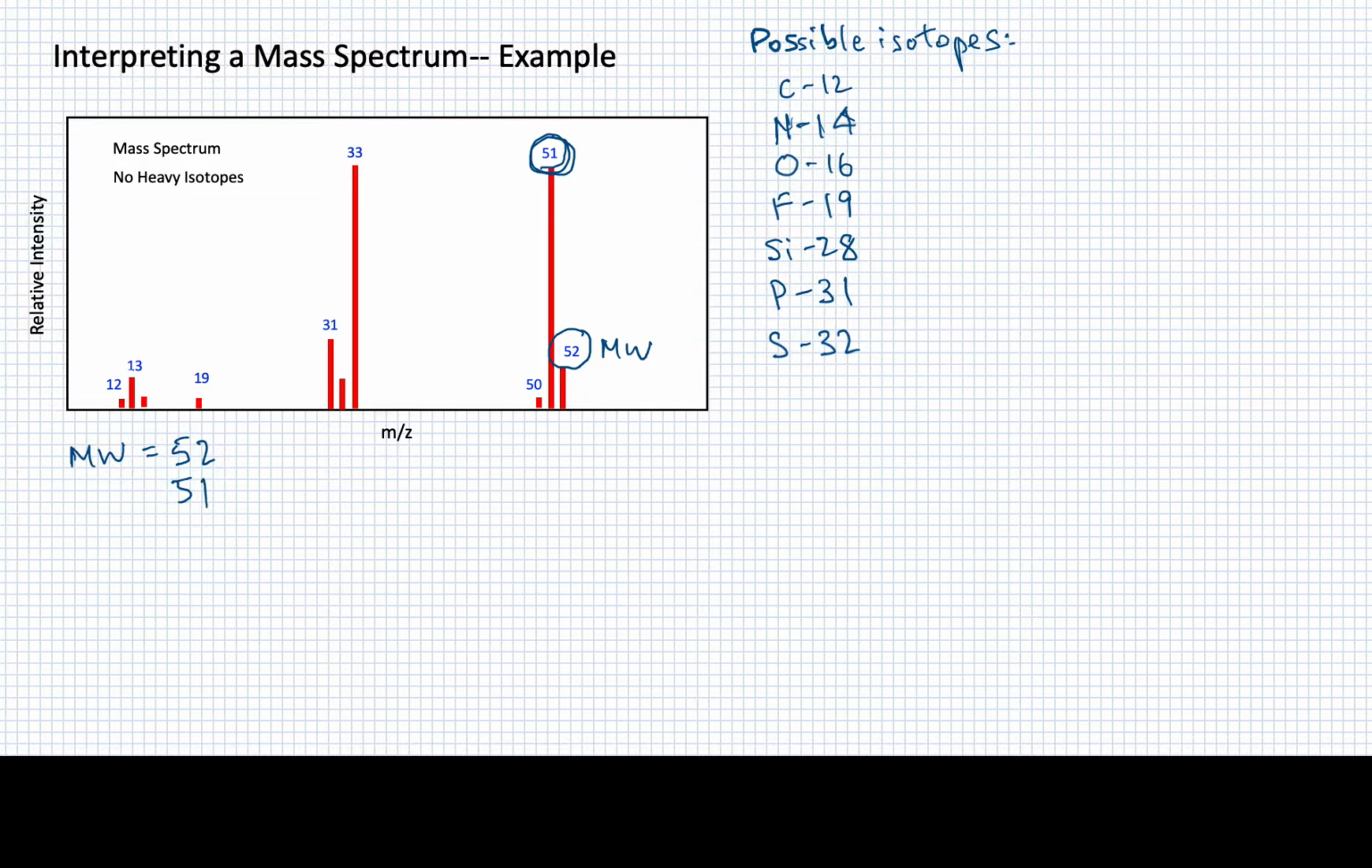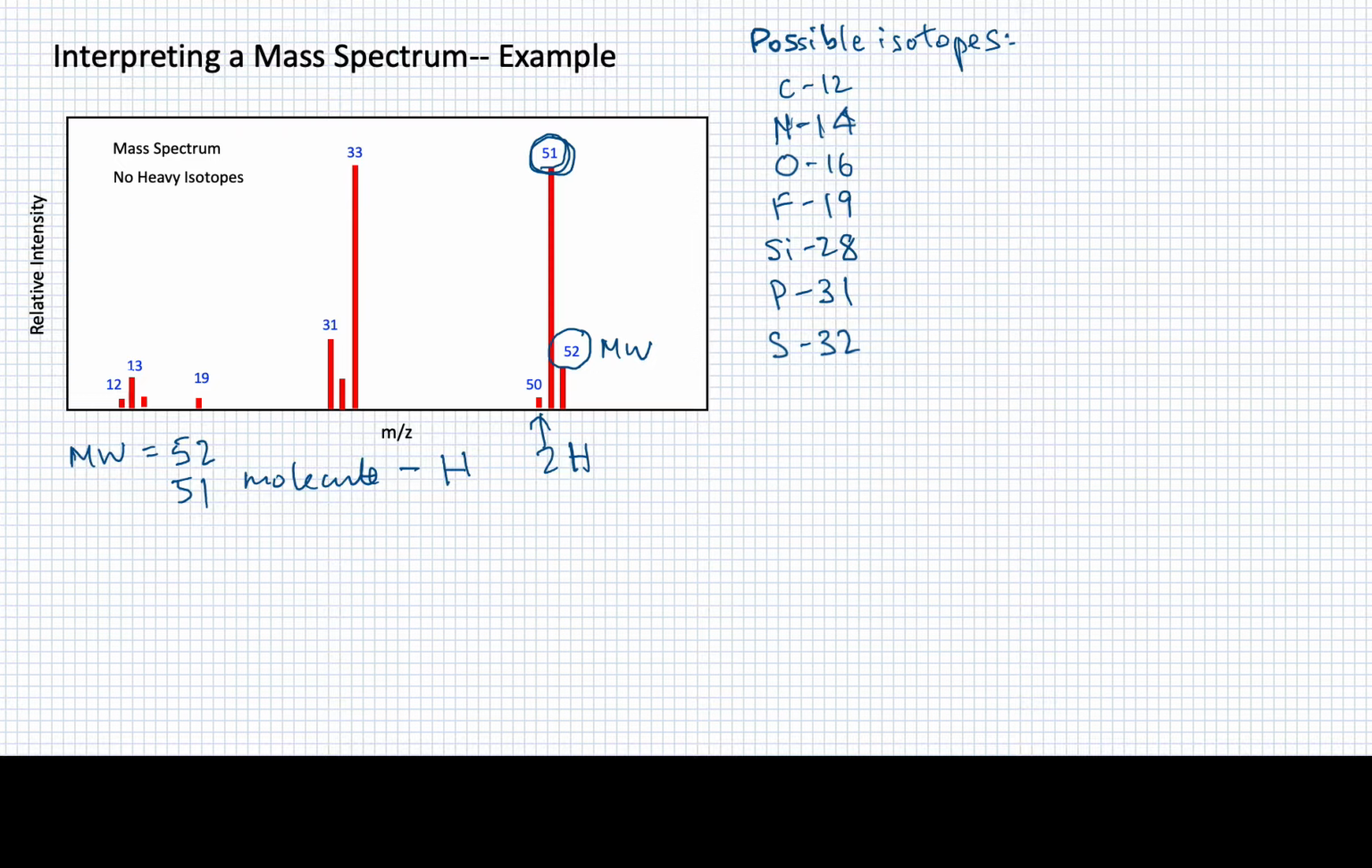So in this case, a mass of 51 would be our molecule minus a hydrogen. This mass of 51 represents the loss of one hydrogen. The mass of 50 here must be the loss of a second hydrogen. So we know right off the bat that there are two hydrogens in our molecule.